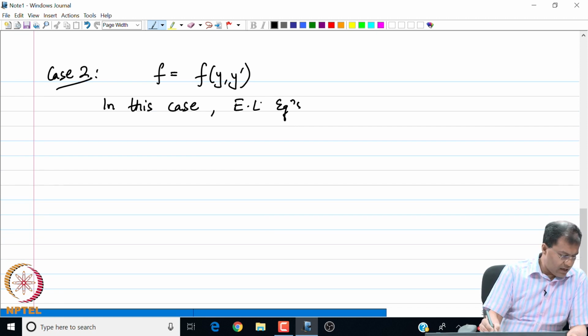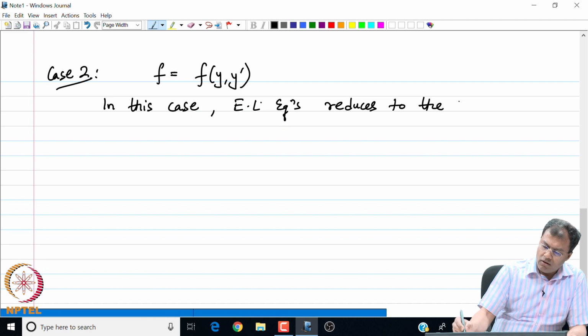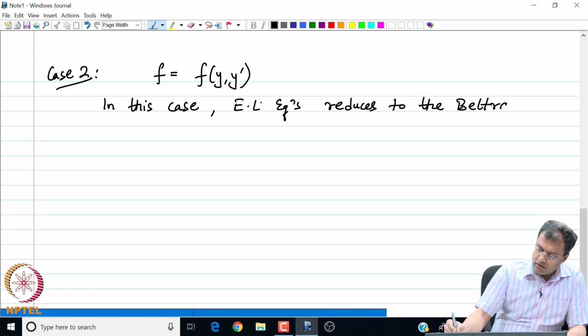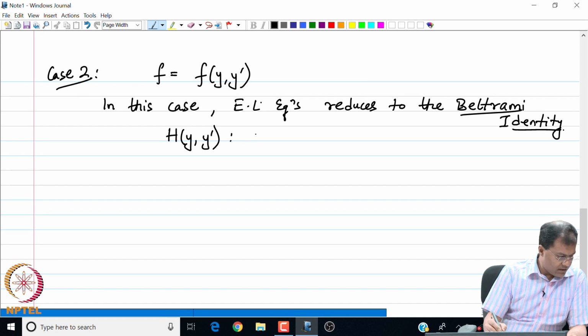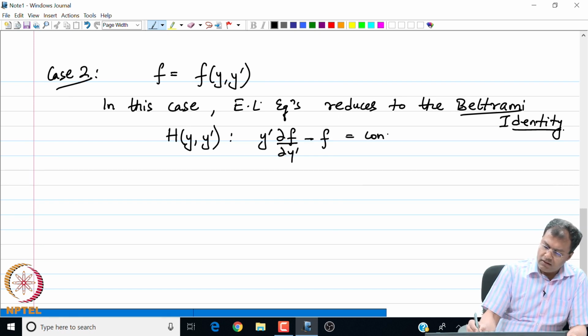In this case the Euler-Lagrange equation reduces to the Beltrami identity, and let me just show what that is. So, it reduces to the Beltrami identity, right, and the identity is this particular function of y and y prime. So, the Beltrami identity says that this particular function, which is given by y prime partial f partial y prime minus f, is a constant, right. So, this is my Beltrami identity.